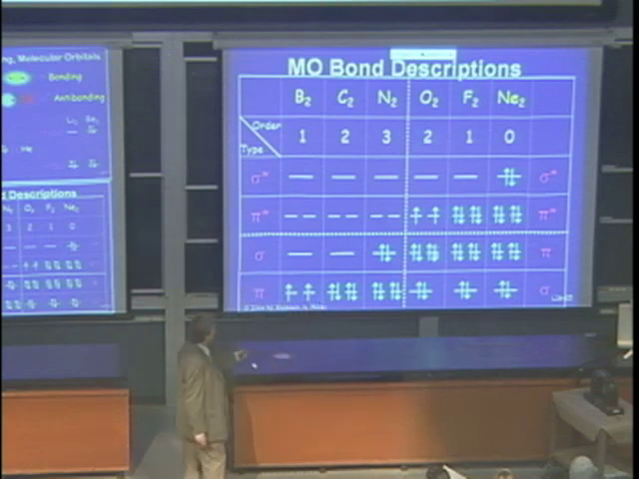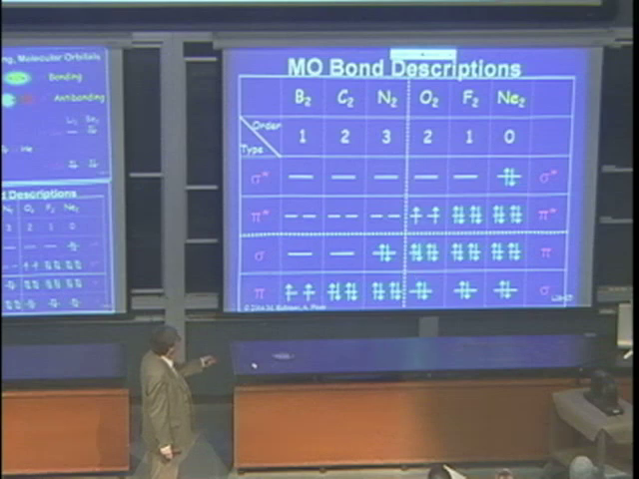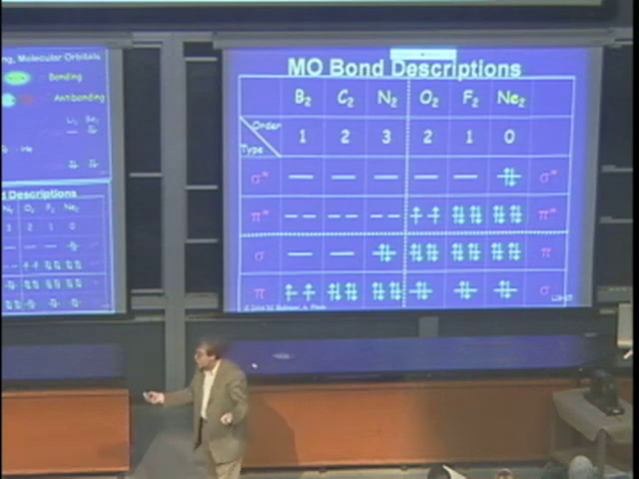Oxygen, so the bond order would be then 2, 4, 6, minus 2 is 4, divided by 2 is 2. Oxygen is 2. Yeah, double bond. We know oxygen has a double bond. Okay. Now we go to fluorine.